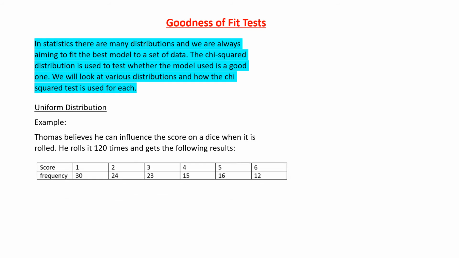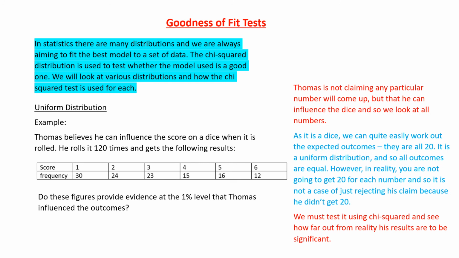So we've got here, Thomas believes he can influence the score on dice when it is rolled. He rolls it 120 times and gets the following results. Okay, so he gets a 1 30 times, 2 24 times, and so on. Do these figures provide evidence at the 1% level that Thomas influenced the outcomes? Now, I've said here that Thomas is not claiming any particular number's going to come up. He's just saying he reckons he can influence the dice and see how it's going to move.